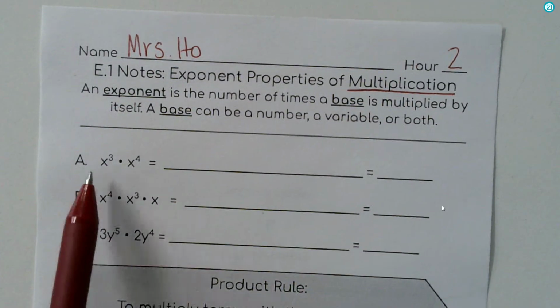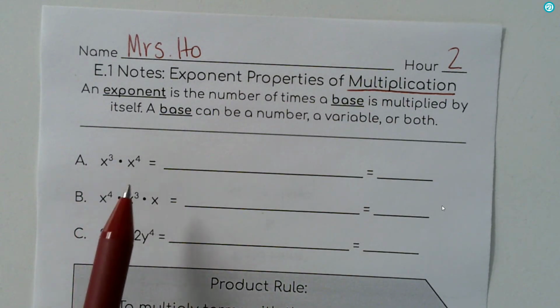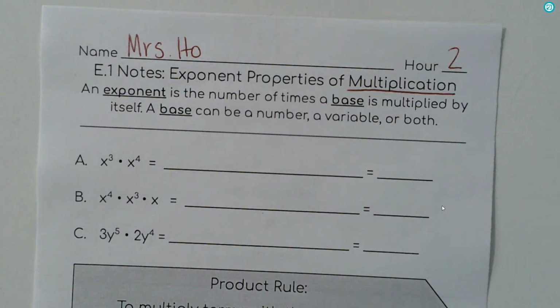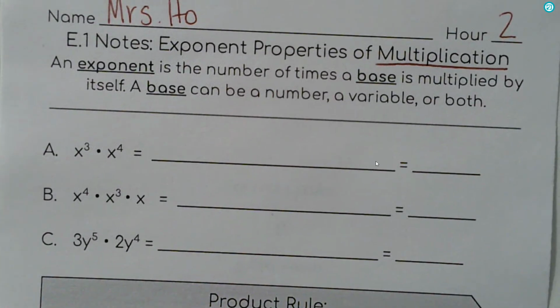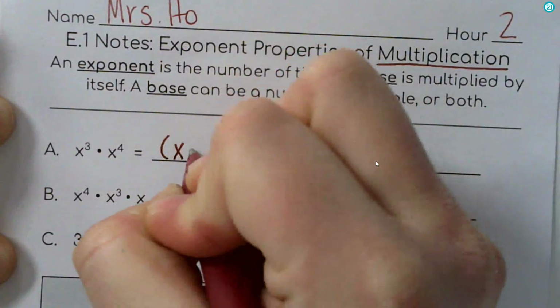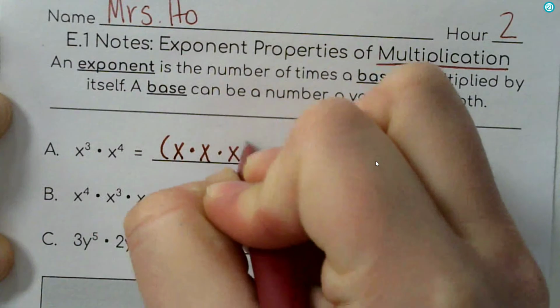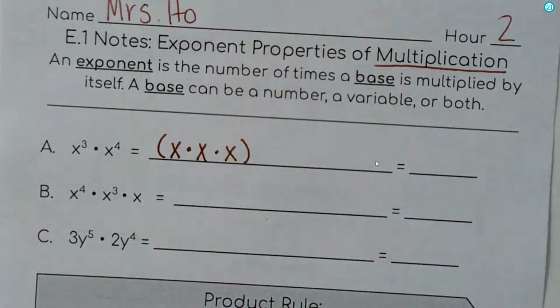So our first example A here is x to the third times x to the fourth. On this first really long blank, we are going to do what's called expanding that into what that really means. So I just told you, what does x to the third mean? X to the third means x times x, just 3 of them. So first thing I want you to do in parentheses is write down x times x times x. That is x to the third.